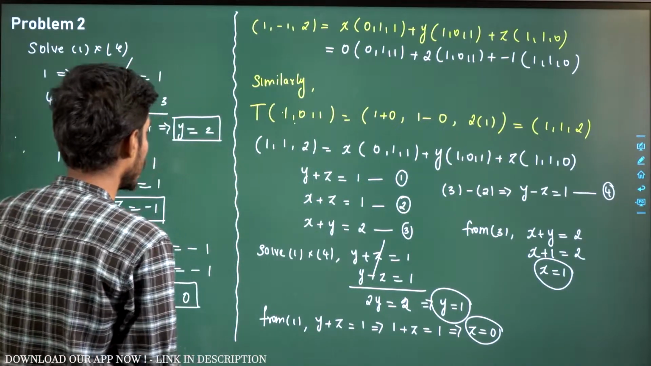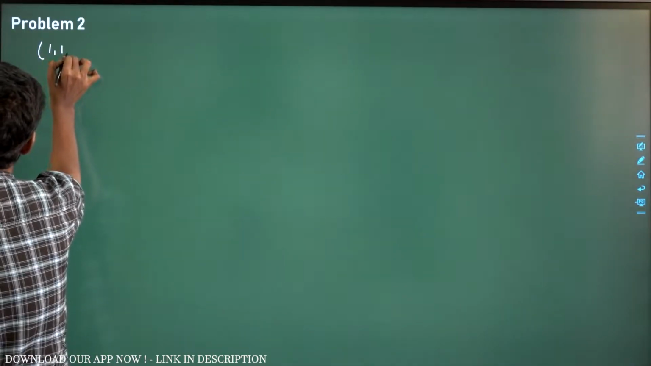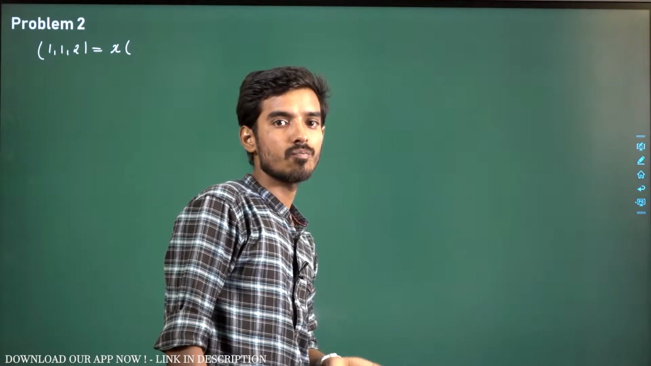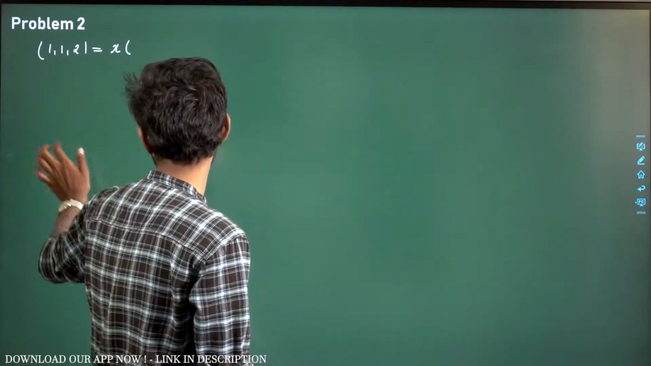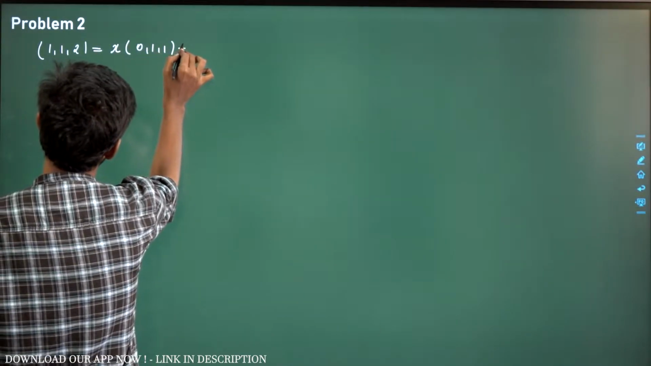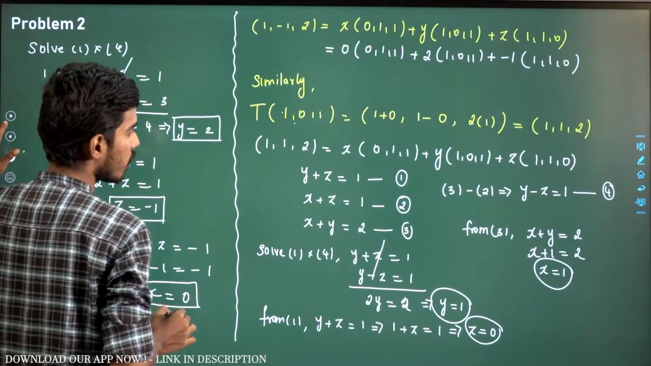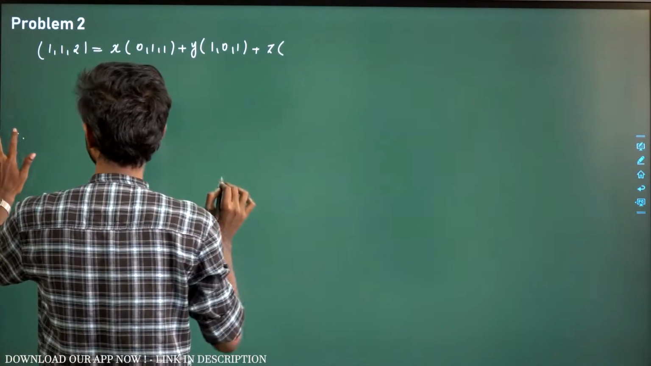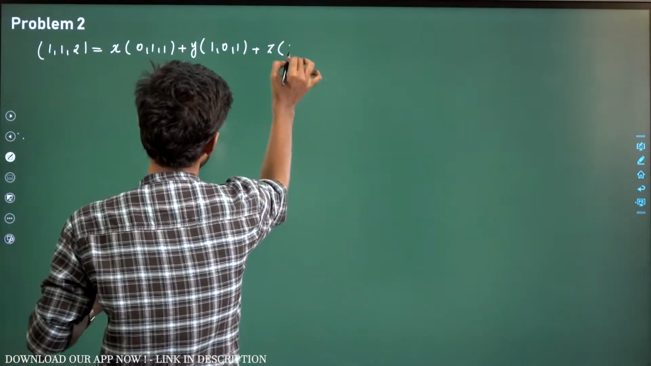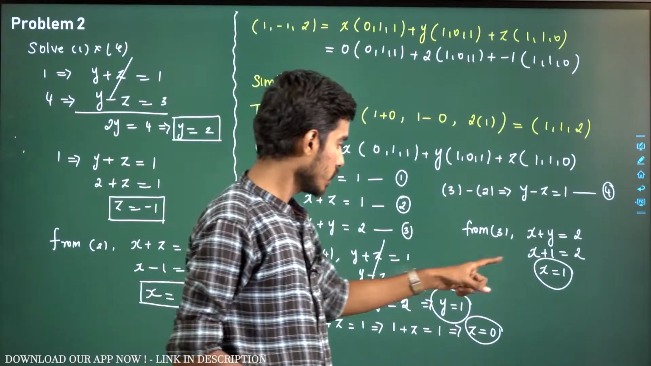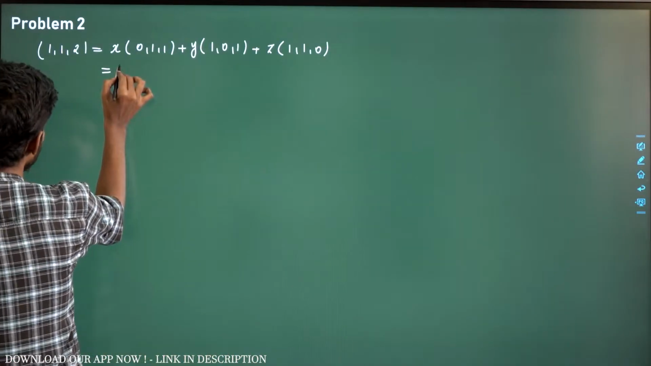Therefore, we need to express this 1 1 2 as a linear combination of elements of the basis in the codomain space. This will be x times 0 1 1 plus y times 1 0 1 plus z times 1 1 0. So we have found x to be 1, y to be 1, and z to be 0.